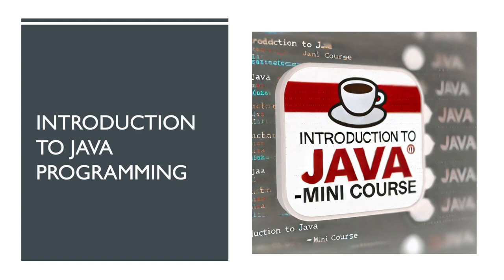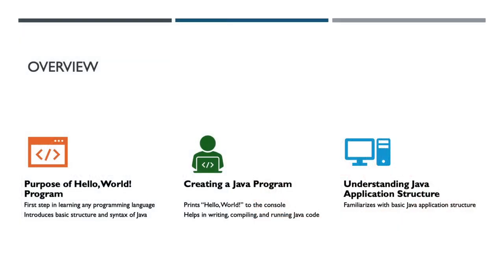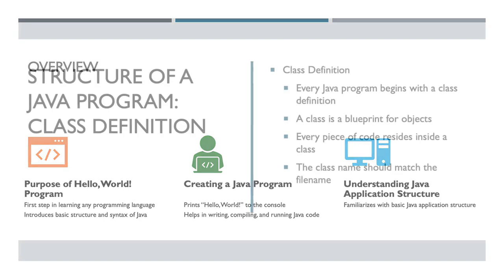In this lesson we're going to take a look at the traditional first program in any programming language, Hello World. So let's go ahead and take a look at Hello World in Java. Writing a Hello World program is a classic first step in learning Java. It introduces you to the basic structure and syntax of the language. This lesson will help you create a Java program that prints Hello World to the console, familiarizing you with writing, compiling, and running Java code.